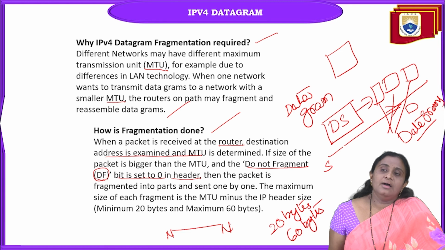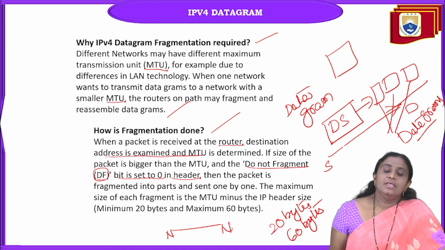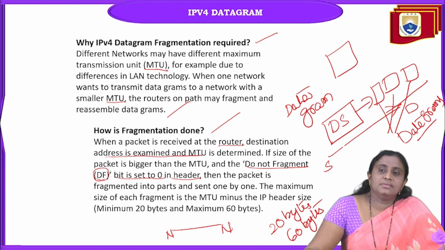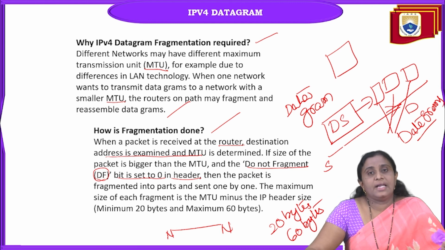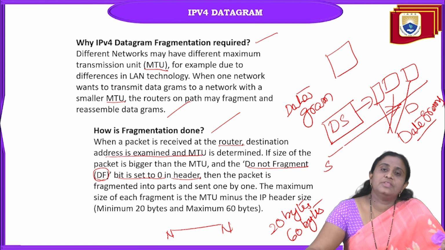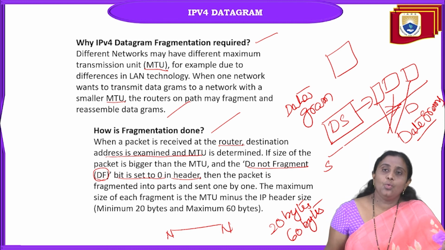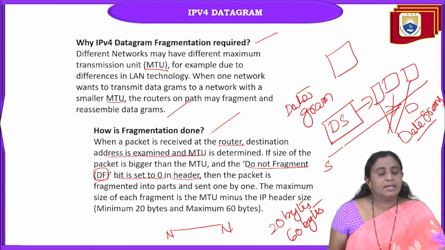When a datagram is about to travel or be sent from one sender to another receiver, the maximum size of each fragment is the MTU minus the IP header size. Why? Because one network wants to transmit datagrams to a network with a smaller maximum transmission unit, what we can call the MTU only. The routers on the path may fragment and reassemble the datagrams at the destination end itself.